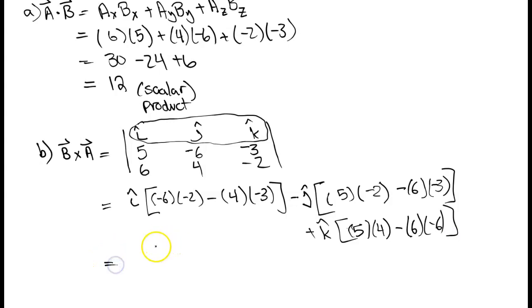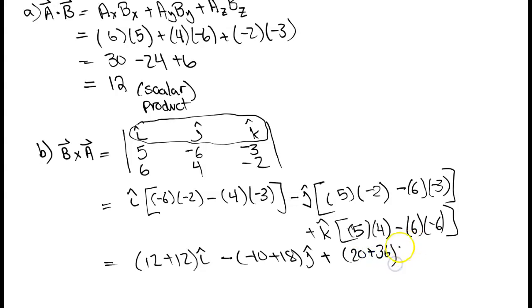And if we do these multiplications, we get 12 plus 12 in the i hat direction, minus a negative 10 plus 18 in the j hat direction, plus a 20 plus 36 in the k hat direction. And combining like terms, we get 24 i hat minus 8 j hat plus 56 k hat.